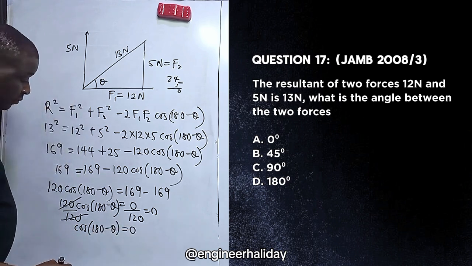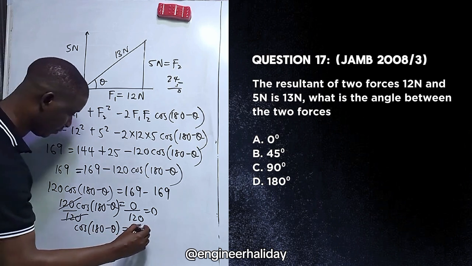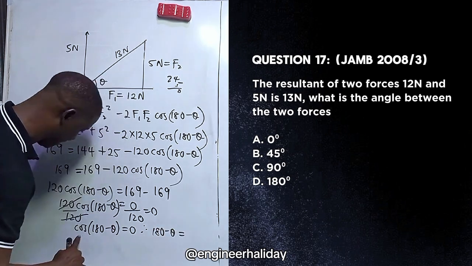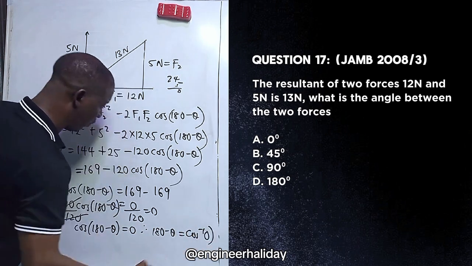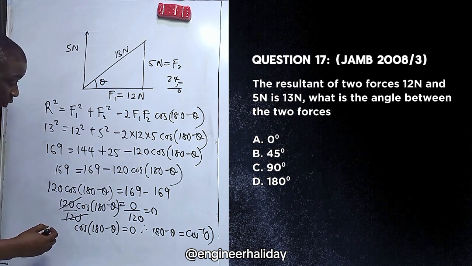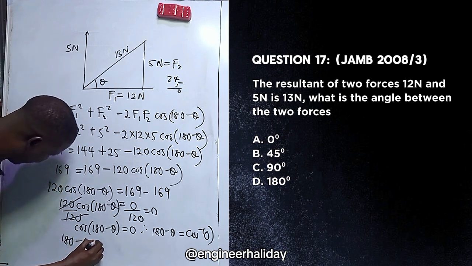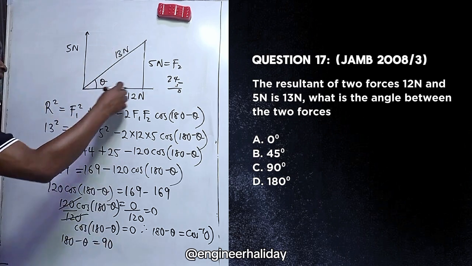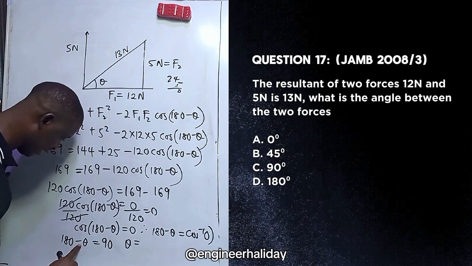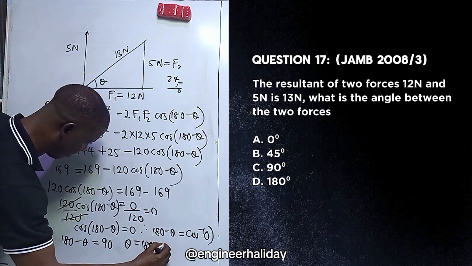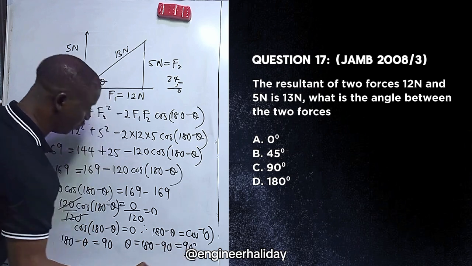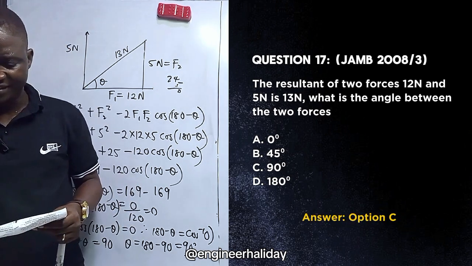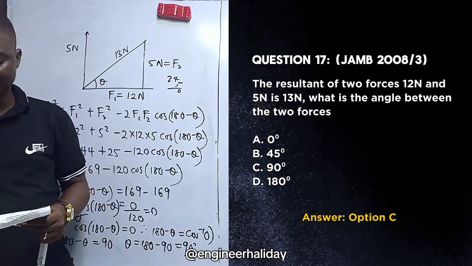So in that case, what do we do? We take cos inverse. 180 minus theta equals cos inverse of 0, which is 90. Please take note of that. So 180 minus theta equals 90. Let's take this theta out, then bring it to 180 minus 90 degrees, which will give us 90 degrees. So the angle between the two forces will be 90 degrees. So the answer to that question is C, 90 degrees. A is 0, B is 45, C is 90, D is 180.